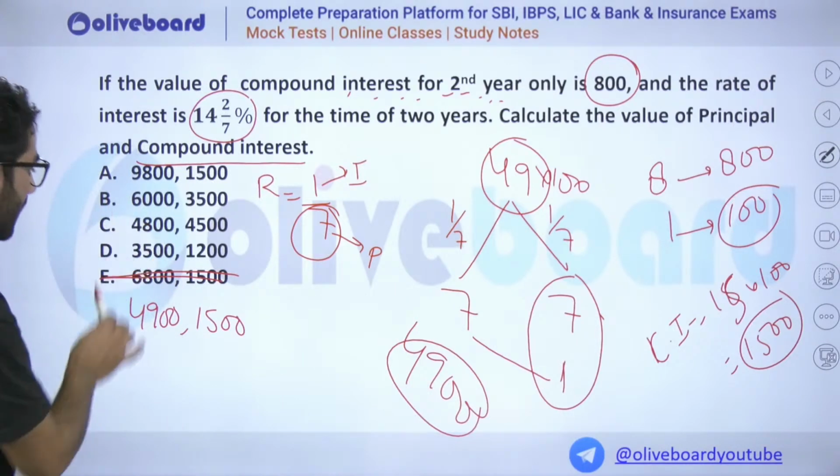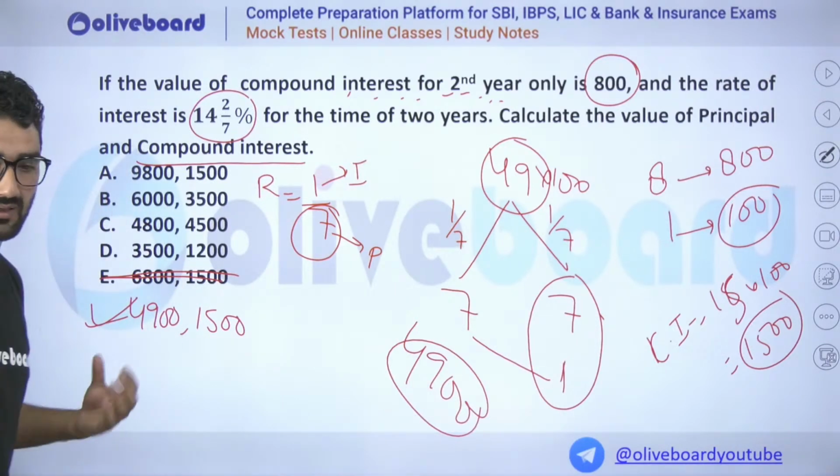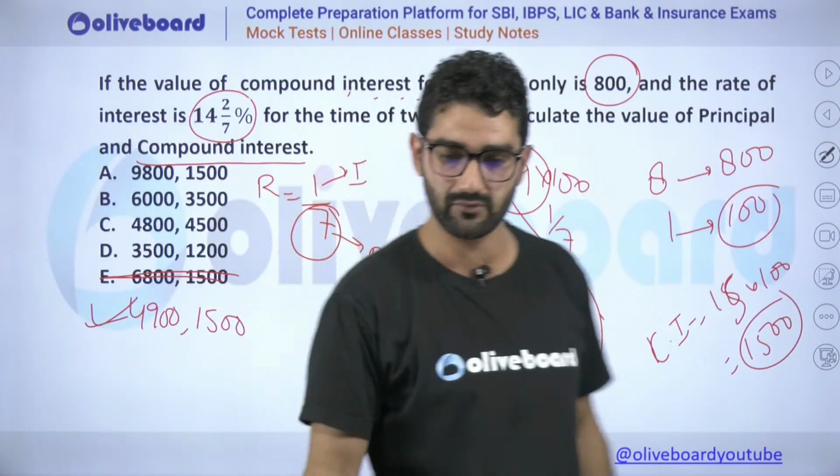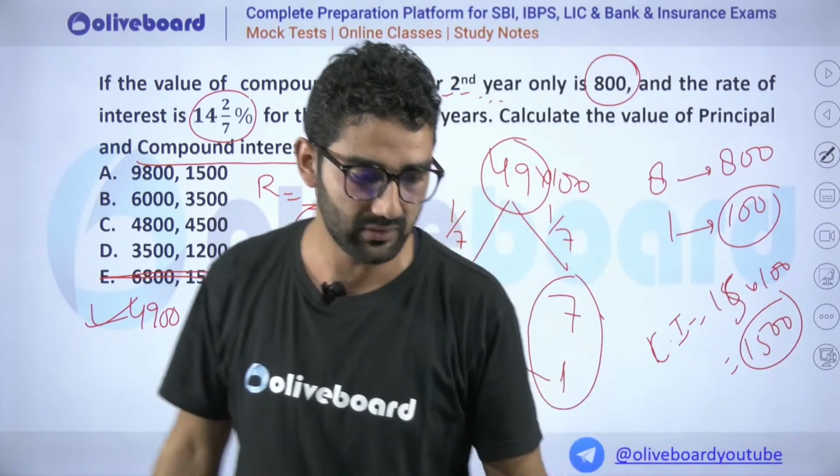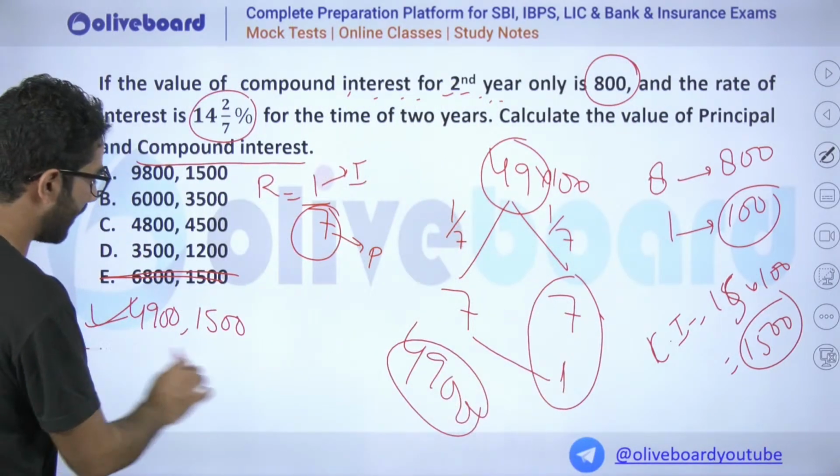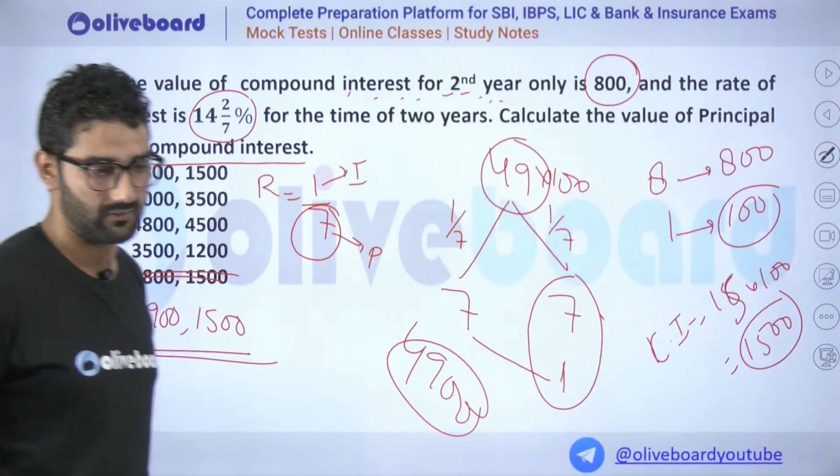The correct option was this. You got this answer. Everyone has given me the other option, 4900 and 1500. Okay, that is true. There was a mistake in this. So how much? 4900 and 1500.